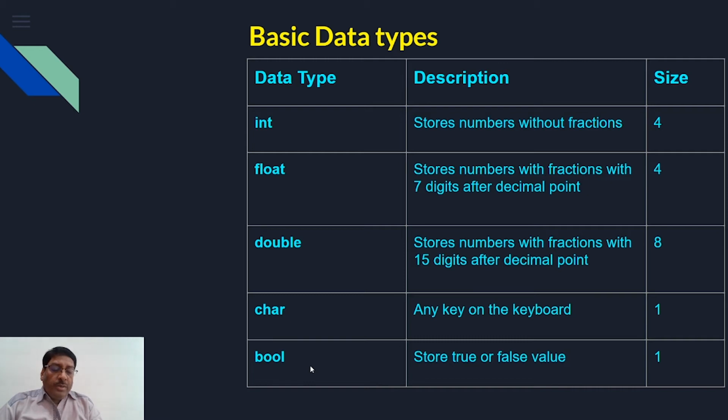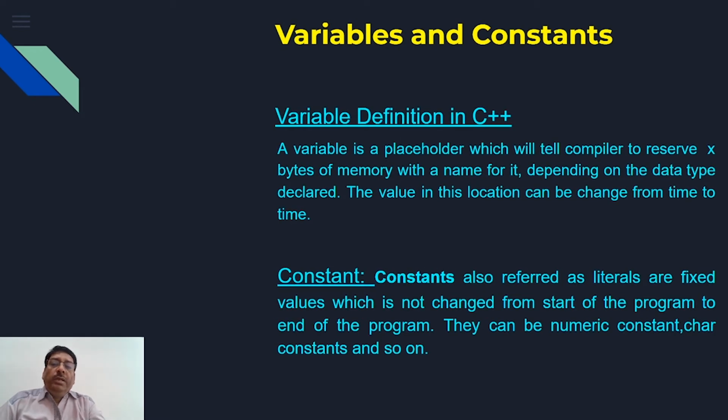So let's try to understand what exactly we mean by a variable, how a variable can be defined, and how a constant can be defined in C++. A variable, basically, is a placeholder which tells our computer to reserve X bytes of memory with a name for it. Whenever you declare a variable of type integer, it is going to reserve 4 bytes of memory, and for those 4 bytes some name is given. That is nothing but your variable name.